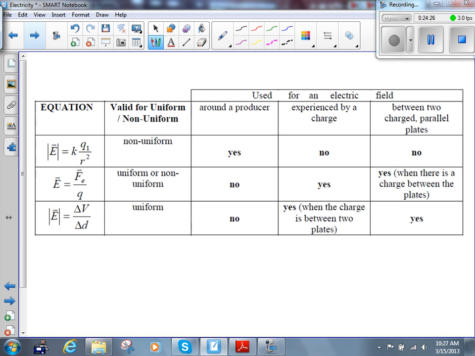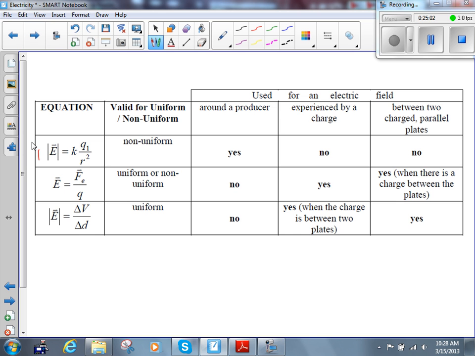So a little table for you. Just kind of summarizes the 3 equations that we now have for electric fields. The first equation, E is equal to kq over r squared, is valid when we have a non-uniform field. It's good for when we have a producer. Not a producer that produces a uniform field, but what we typically think of as a producer, right? Non-uniform field. We can't use it when we're dealing with an experiencer and we can't use it when we're dealing with parallel plates.